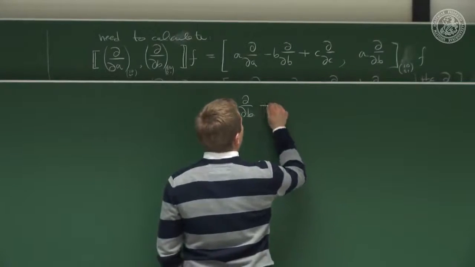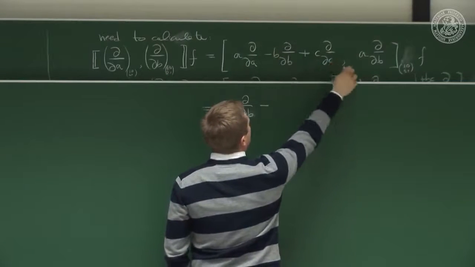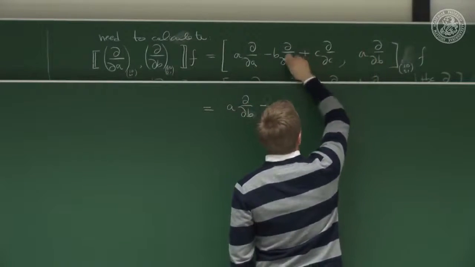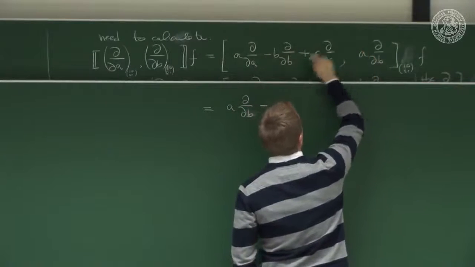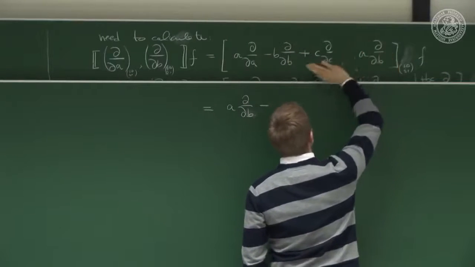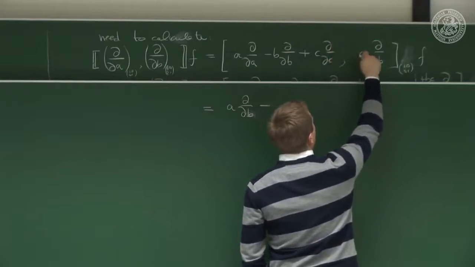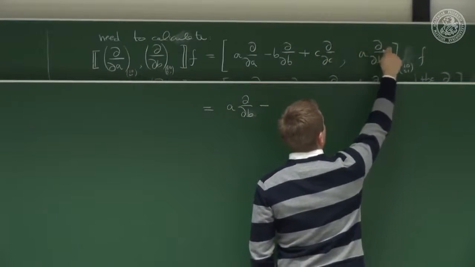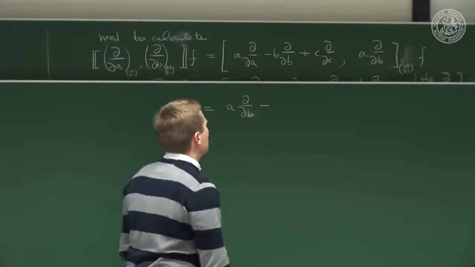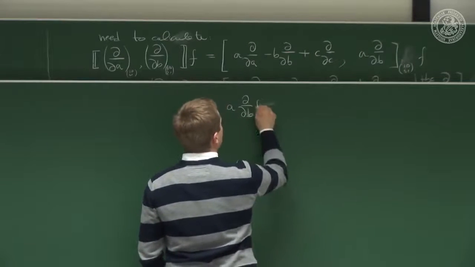Next one, minus B acts here, doesn't act trivially. It only acts trivially on the first factor. That means it would produce a second derivative. We drop that one. Same here. This d by dC acts trivially on that first factor, so it would produce a second derivative. We drop that. That's it on F.